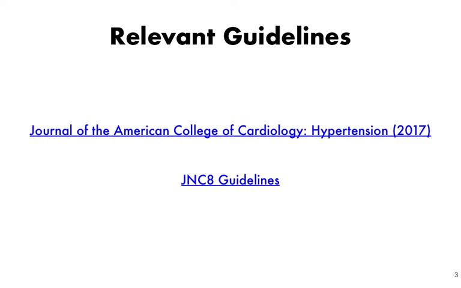There are lots of published guidelines on how to treat hypertension. Two of the main ones that are accepted by generalists are the JACC, or the Journal of American College of Cardiology, and the JNC8. In your lecture notes, you have the links to both of these.